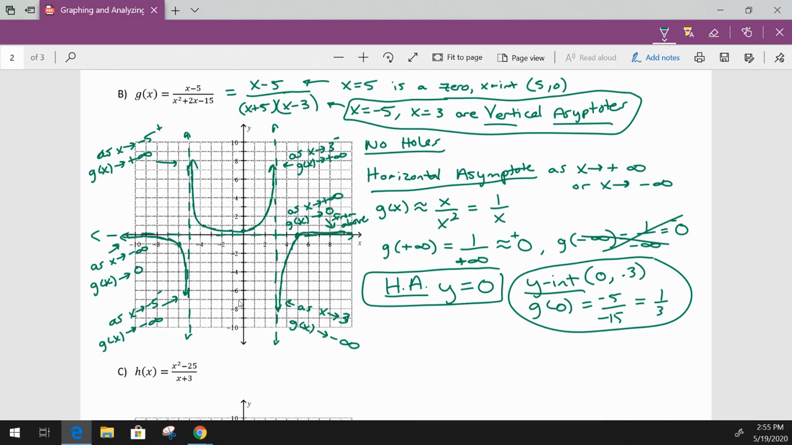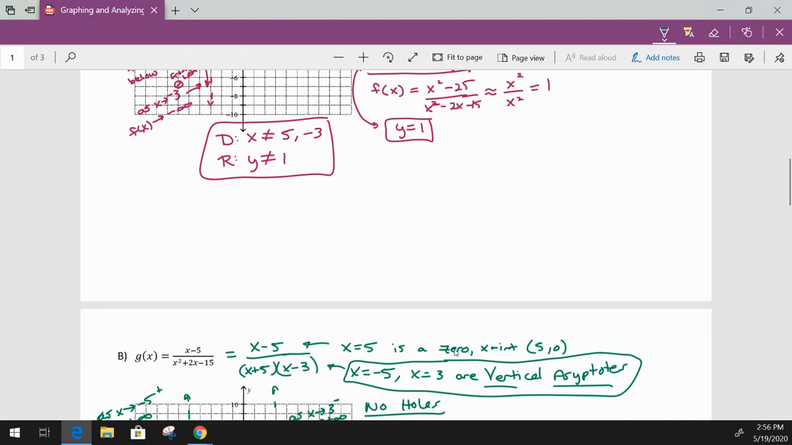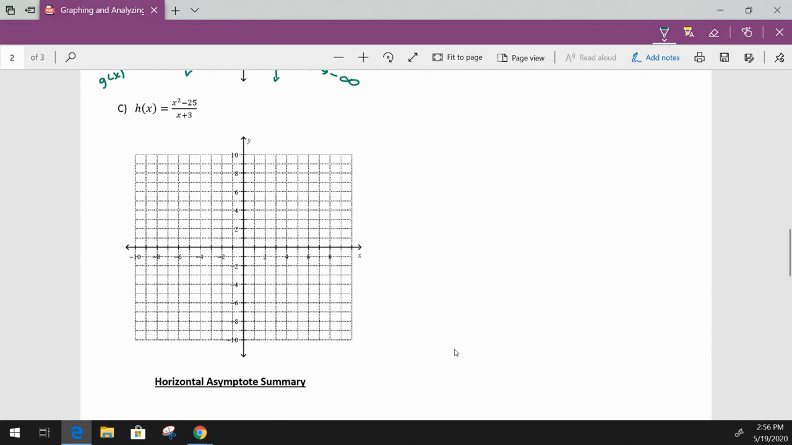So you really have to look at the graphs to get a better understanding of what they're going to look like. Okay, so that's our second example, but you can see how different this graph is from this graph. The next one is also going to be very different from the last two.